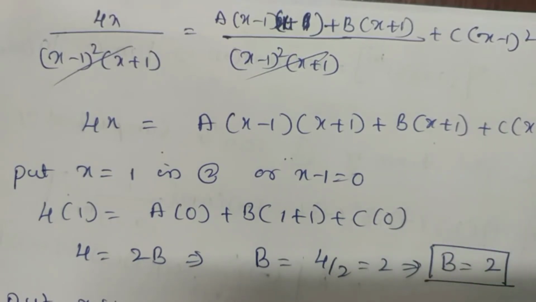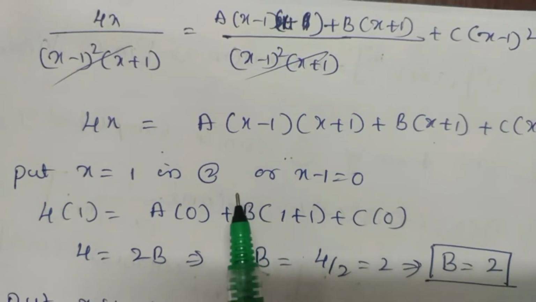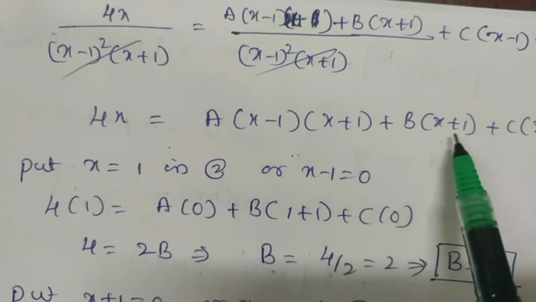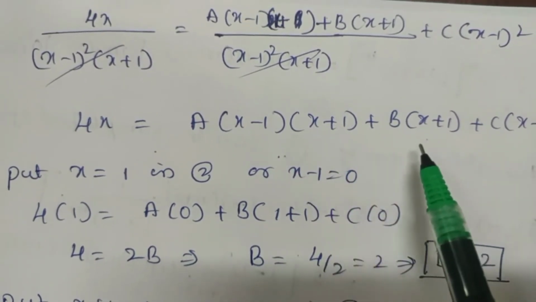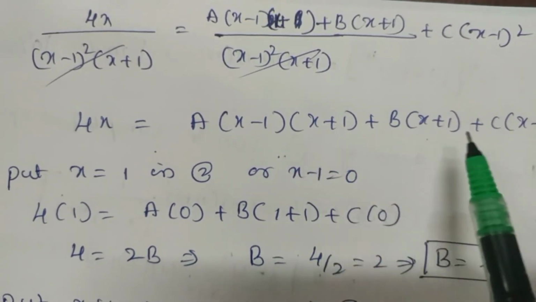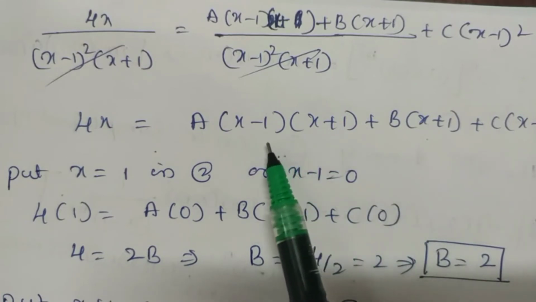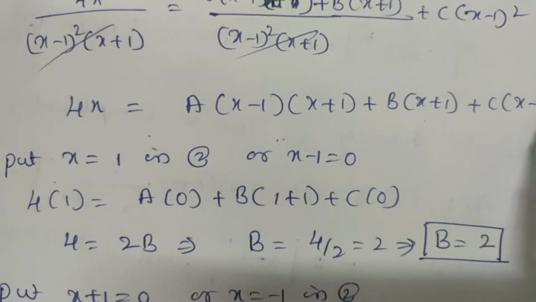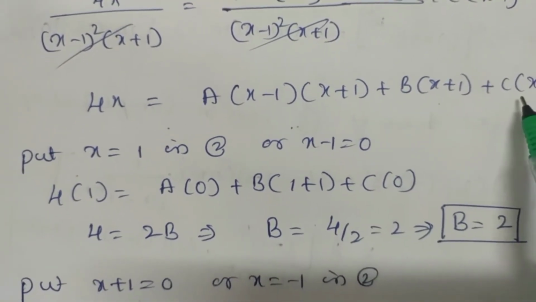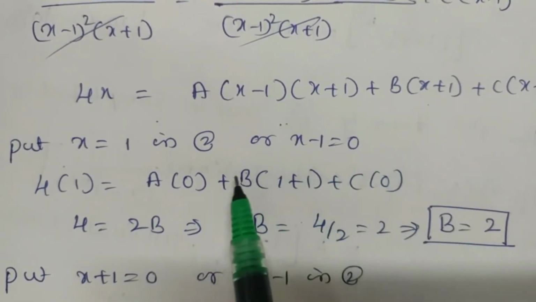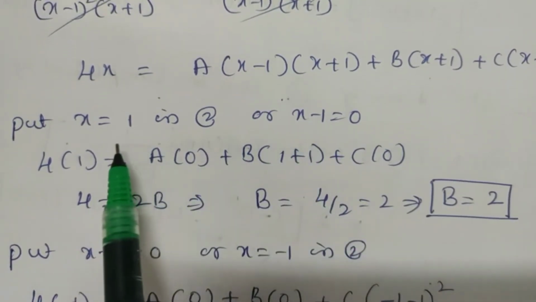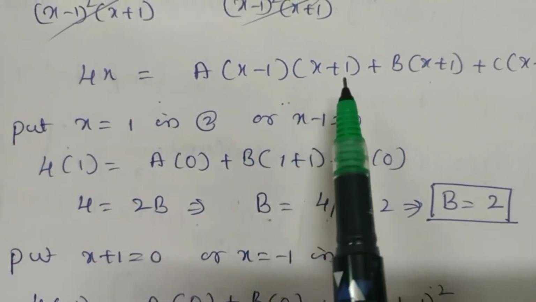Take this as equation number 2. You have to find the values of a, b, c. To find a, you have to make b and c 0 together, which is not possible. So to find b, we have to make a and c together 0. In these two terms, x minus 1 is a common term, so you make this one 0. By substituting x minus 1 equal to 0, that is, x equals 1, we get this result.